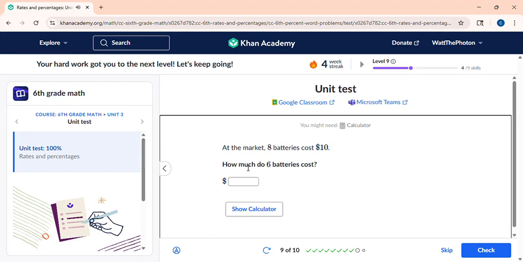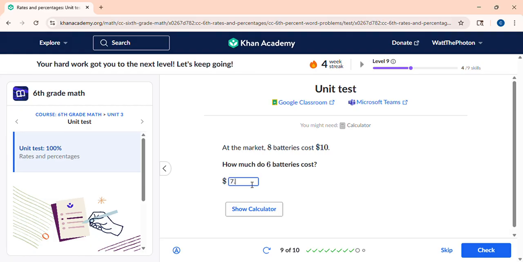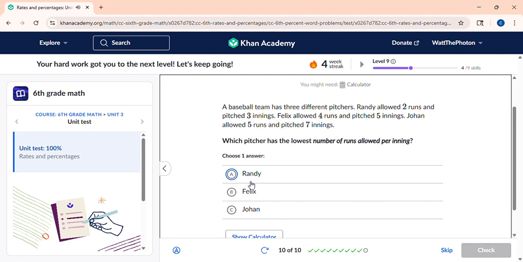6 banners cost $10. So that's 10 over 8, and so that's $1.25. And I'll multiply that times 6. That's what, $7.50? That makes sense.